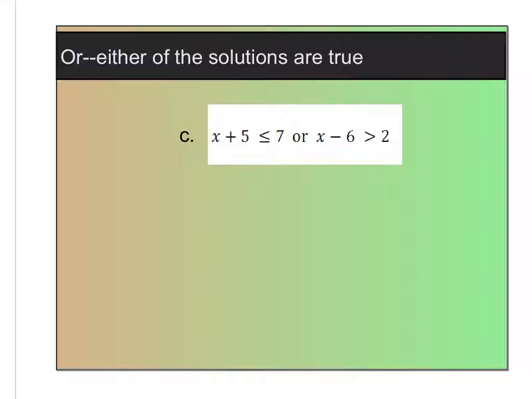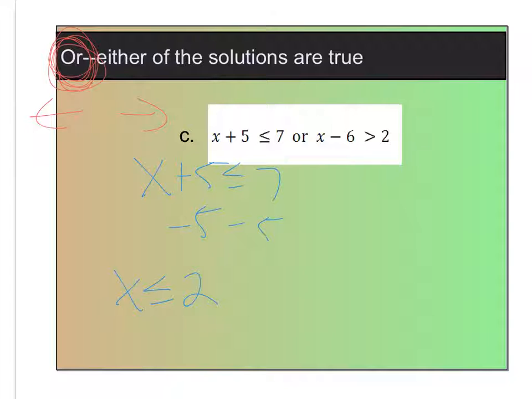So let's go "or." So if we see an "or" here, that usually means one arrow is going to go one direction, one arrow is going to go the other direction, and there's going to be a spot where they do not overlap. So if I take a look here, x plus 5 less than or equal to 7, subtract 5, subtract 5, so x will be less than or equal to 2. Then on this side, add 6, so x is going to be greater than 8.